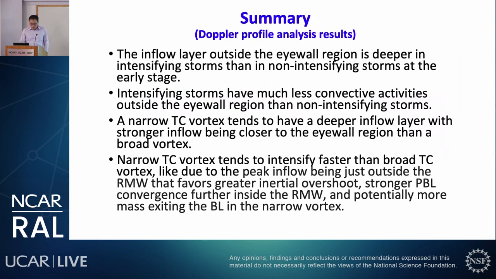So I'll quickly summarize this Doppler profile work. We found that the inflow layer outside the eyewall is deeper in intensifying storms than in non-intensifying storms, and there is much less convective activity outside the eyewall region in intensifying storms. Also, the narrow vortex tends to intensify faster and has a slightly deeper inflow layer, and the peak inflow is located nearer the radius of maximum wind speed than in the broad vortex.